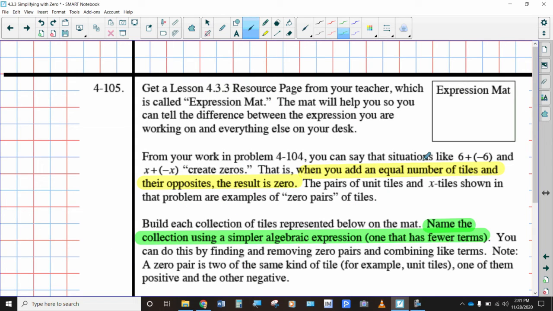So there is a resource page for an expression mat, which, to be honest with you, isn't much different than having a blank piece of paper. So I never print these out for students, and I'm not attaching this. There's no reason to have this expression mat resource page available to you, especially since we're not really going to be using algebra tiles. But keep in mind, you can always go to the online book and you can use the student tool. So let me pause for a second and pull it up and show you.